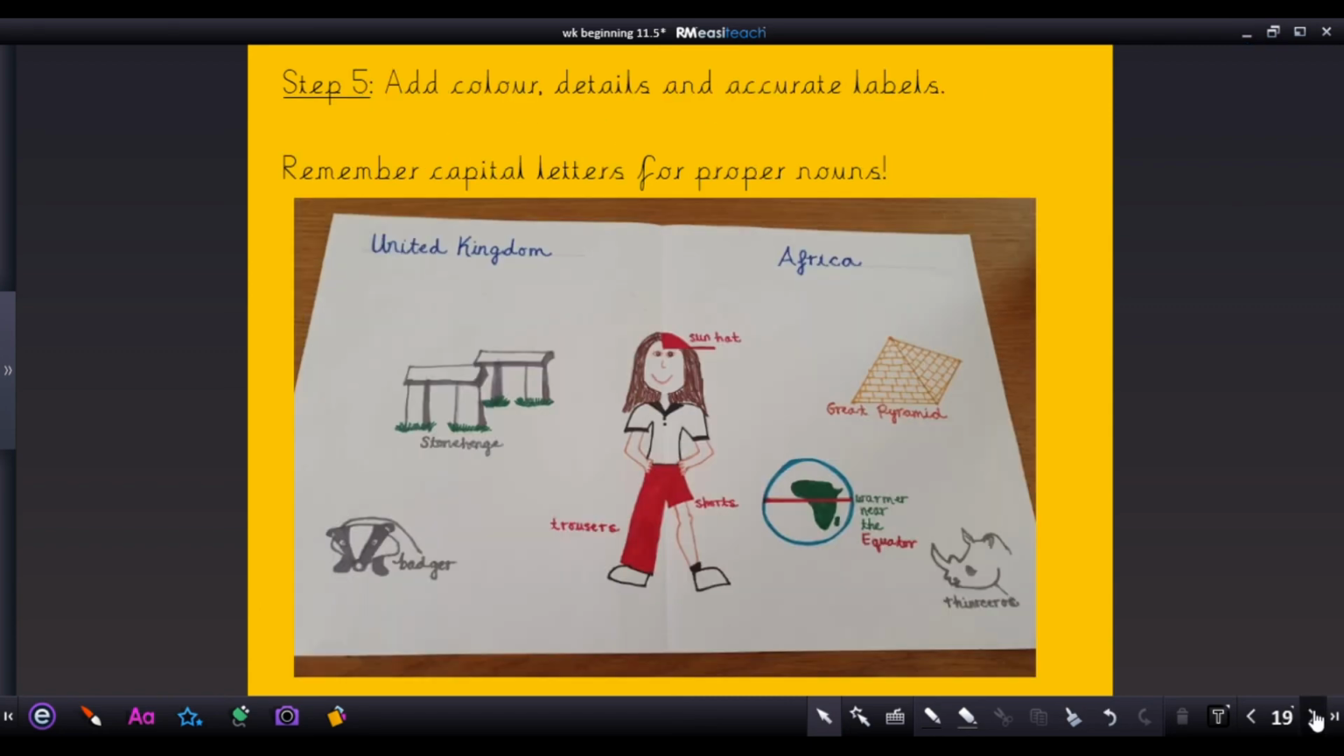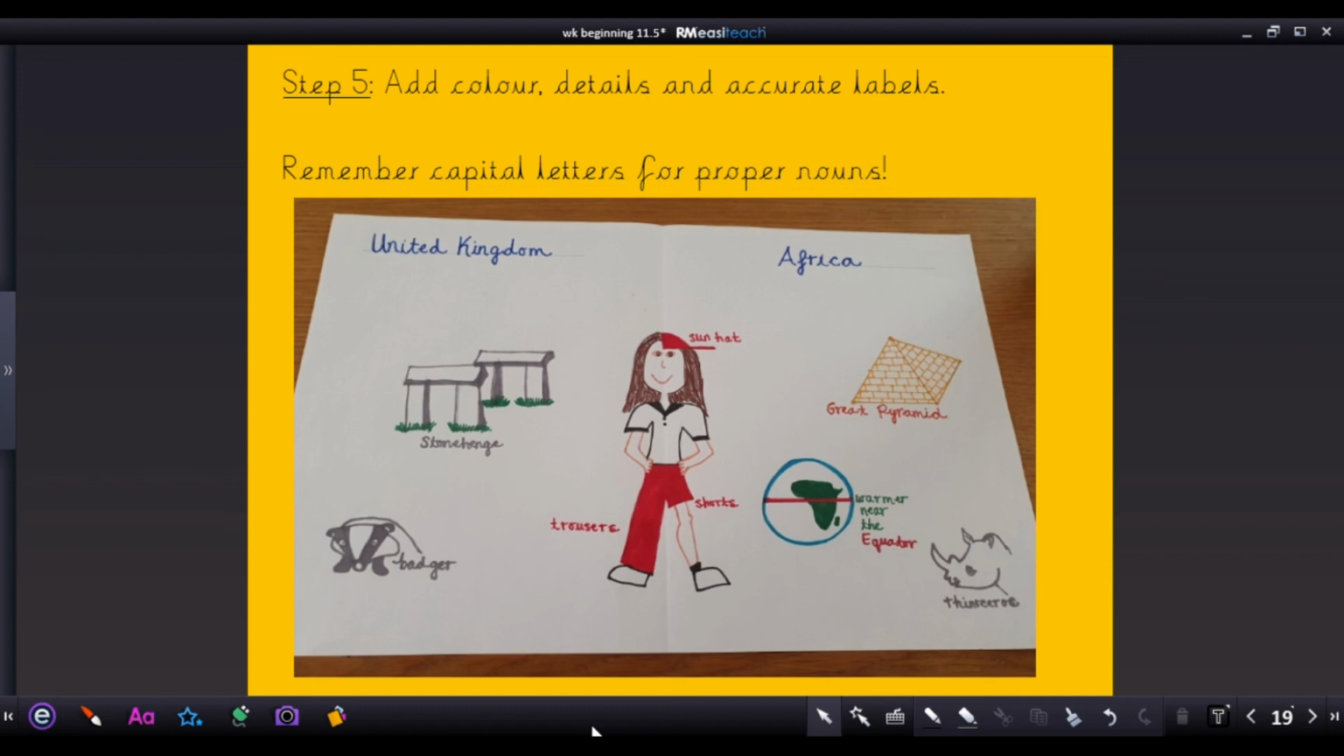Finally, I added colour and details and made sure that my labels were accurate, they were spelled correctly and written carefully. Remember to use capital letters for the proper nouns. So you can see I've added Africa into my globe, I've labelled my sun hat, shorts and trousers, and I've just added some colour to make it more interesting.